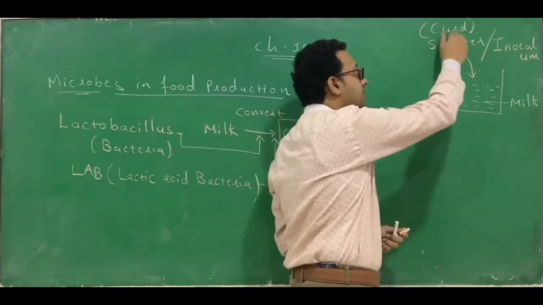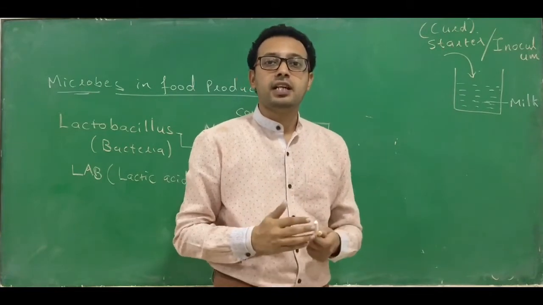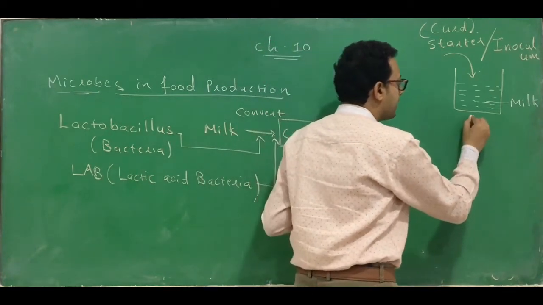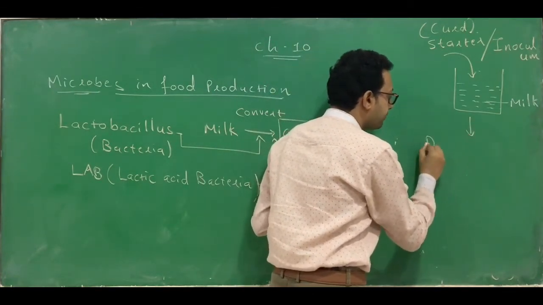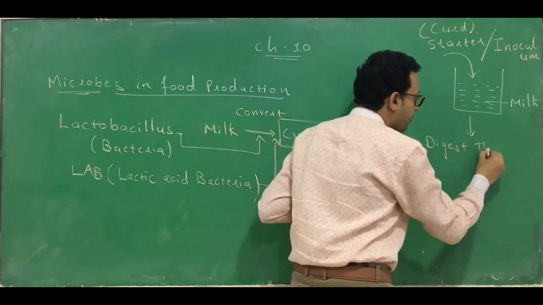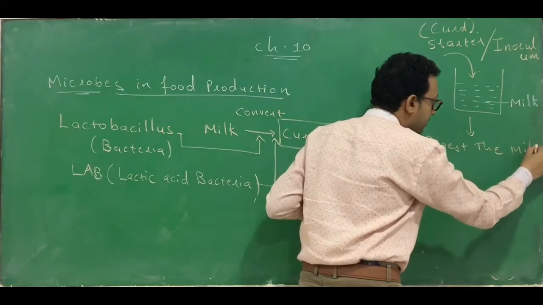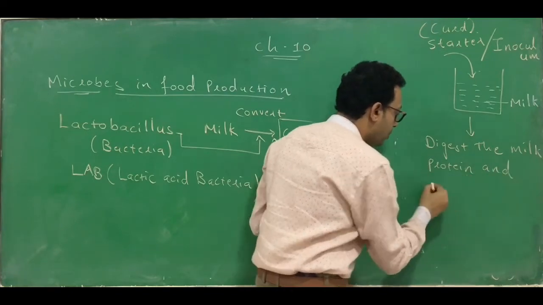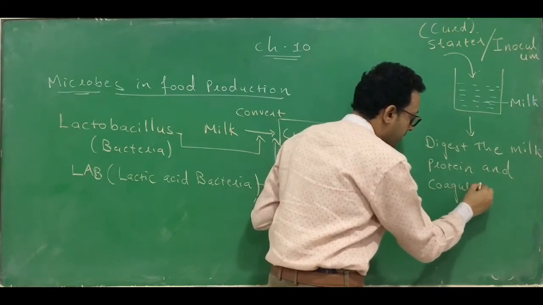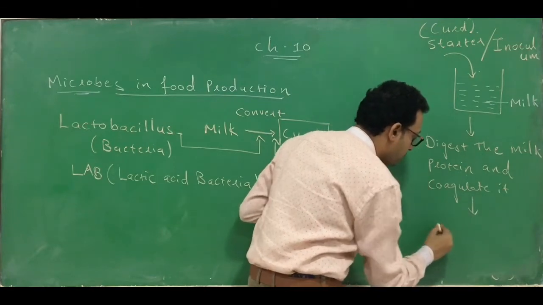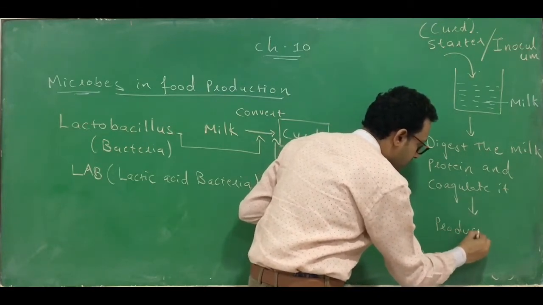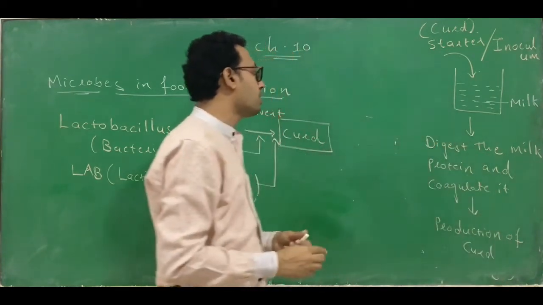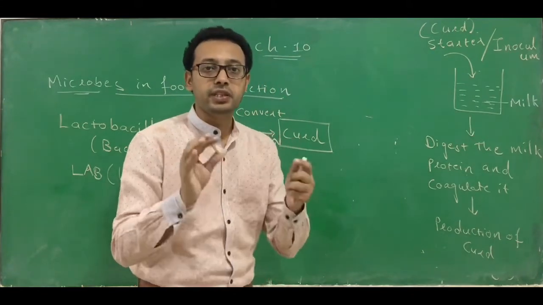Once you add it, this curd contains bacteria. Which bacteria are present? They contain either Lactobacillus or lactic acid bacteria. So it digests the milk protein and coagulates it. And thus there is production of curd. So this is how you can prepare curd with the use of bacteria.